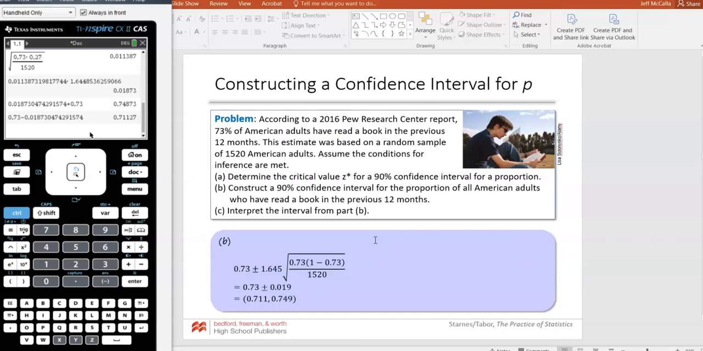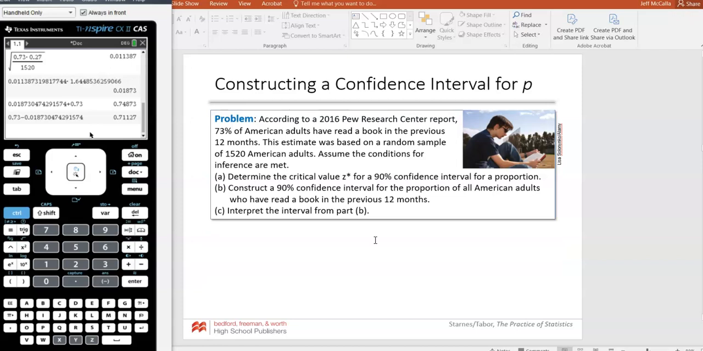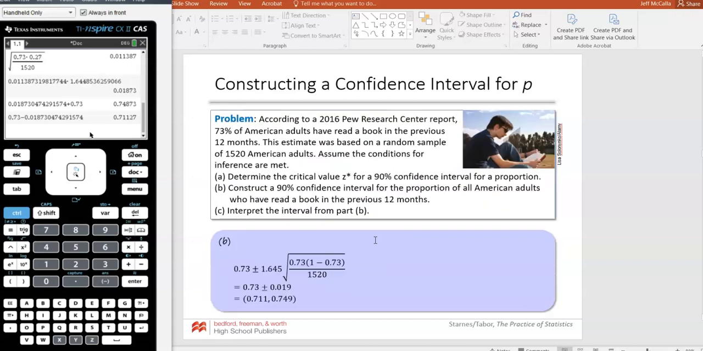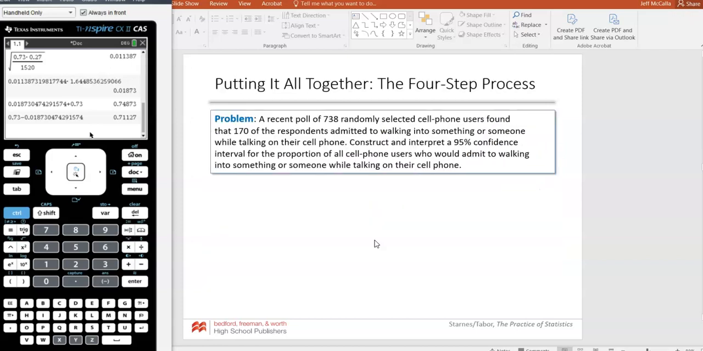Okay, I think we already had that. Oops, I'm going the wrong way. Okay, there we go. A recent poll of 738 selected cell phone users found that 170 of the respondents admitted to walking into something or someone while talking on a cell phone. Construct and interpret a 95% confidence interval for the proportion of all cell phone users who admit to walking into something or someone while talking on their cell phone. That actually happens, I believe.